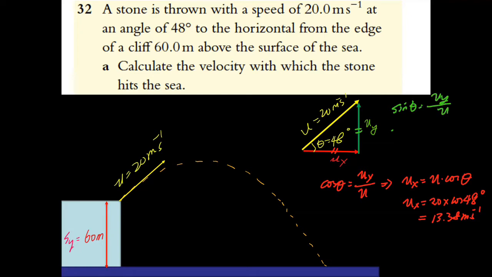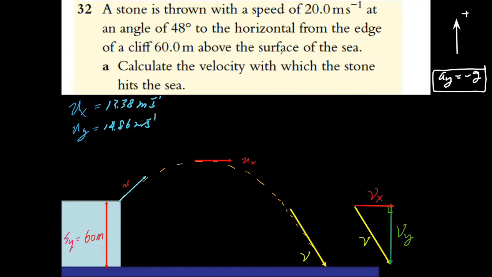The y component of initial velocity is opposite, so sine theta equals uy over u. So uy equals u times sine theta. The initial velocity is 20 times sine 48 degrees, and that gives us 14.86 meters per second. We choose upward as the positive reference. Acceleration due to gravity in the y component equals minus g, as it is in the downward direction. So the displacement is downward, that is minus 60.